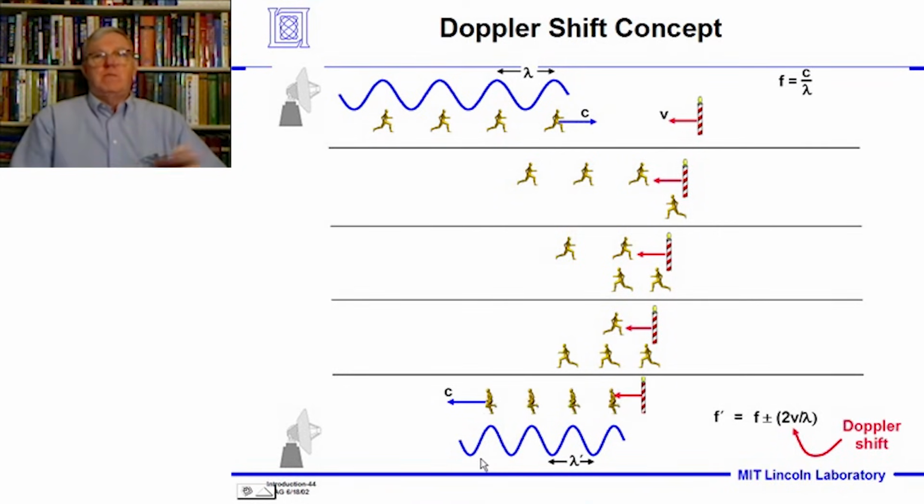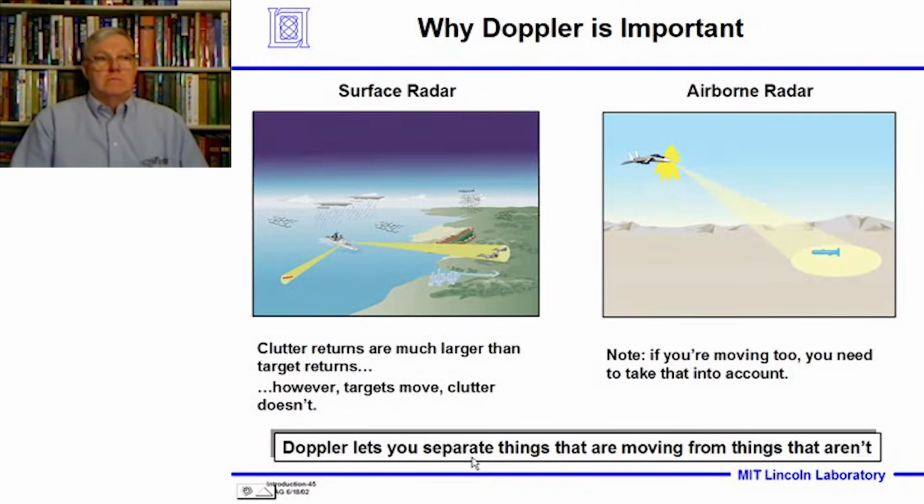Okay? We're going to be able to use the Doppler shift to separate targets that we want to see that are moving from backgrounds that are moving slowly or aren't moving at all. Okay? And that's why Doppler is important. Clutter returns, which is a term used for all that stuff out there that we don't want to see that are real targets. Things like rain clouds, things like flocks of birds, things like buildings, things like the ground, that the radar's pulse illuminates and energy comes back.